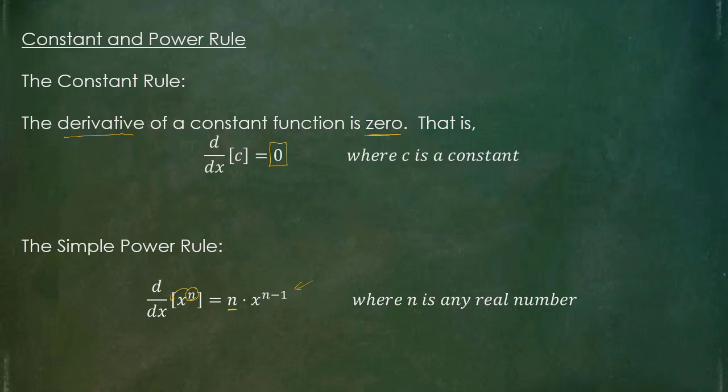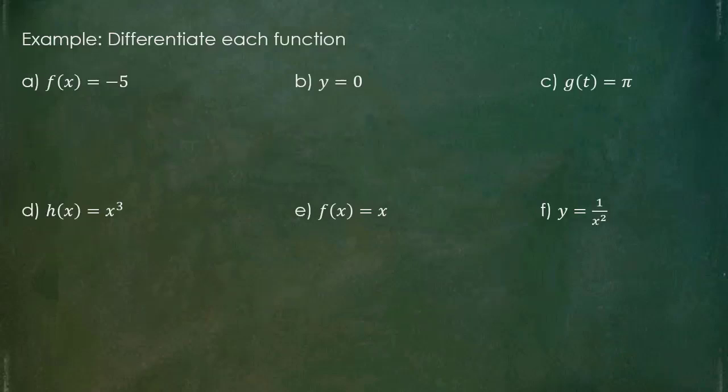What is important to note here with the simple power rule is n can really be any type of real number. So even if it's not a nice number, this simple power rule still works so long as n is a real number. It works with positives and it works with negatives. So let's work through a few examples here.